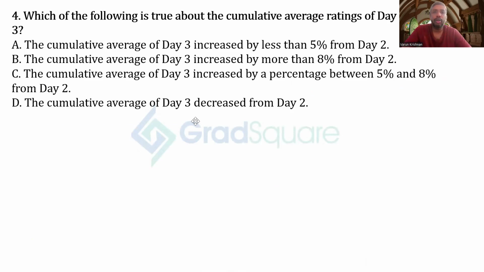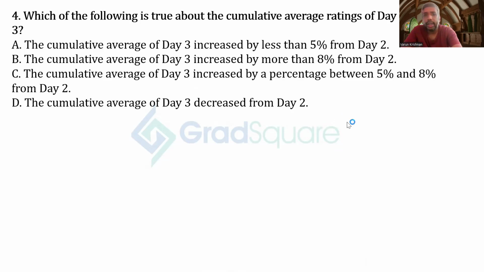Which of the following is true about the cumulative average ratings of day 2 and day 3? We already know the cumulative average rating of day 2 is 3.1. For day 3, I already know that 3.1 into 200 is the total of all the ratings till day 2. Why 200? Because 150 people came to the store on day 1 and 50 people came on day 2. So 3.1 is the cumulative average of day 1 and day 2 put together.